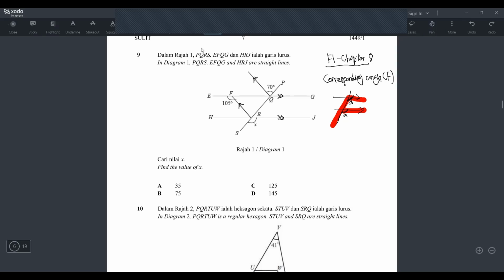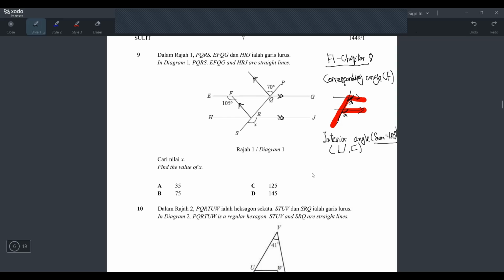Next thing I want to mention is called, what is it? Oh, I forgot already. Interior angle. Interior angle means what? Interior angle means the sum is 180. The sum equals 180. But you can only use this when you see U or C.